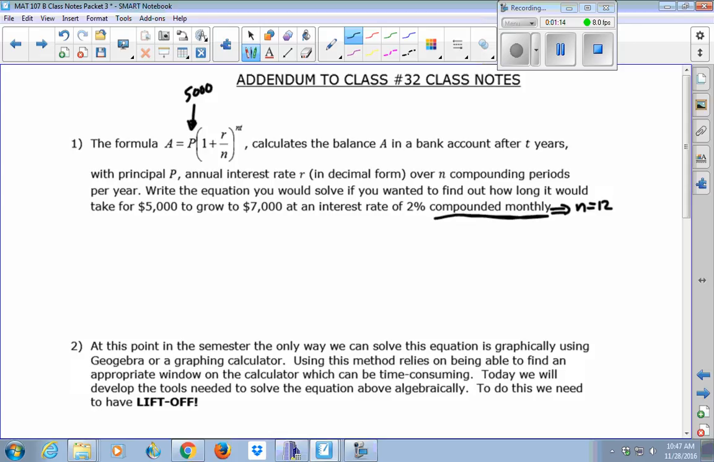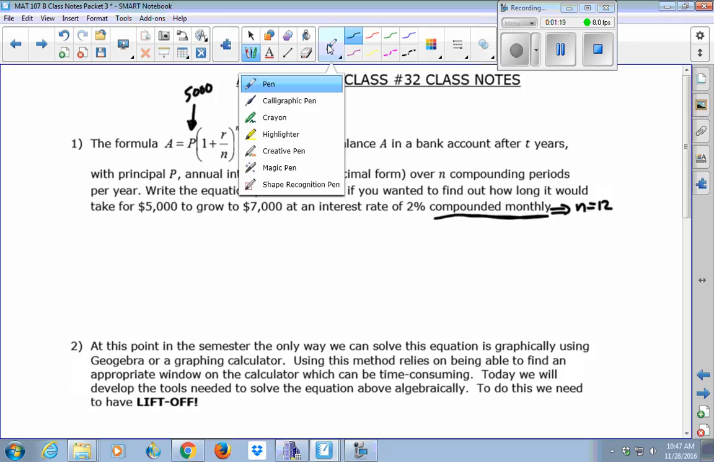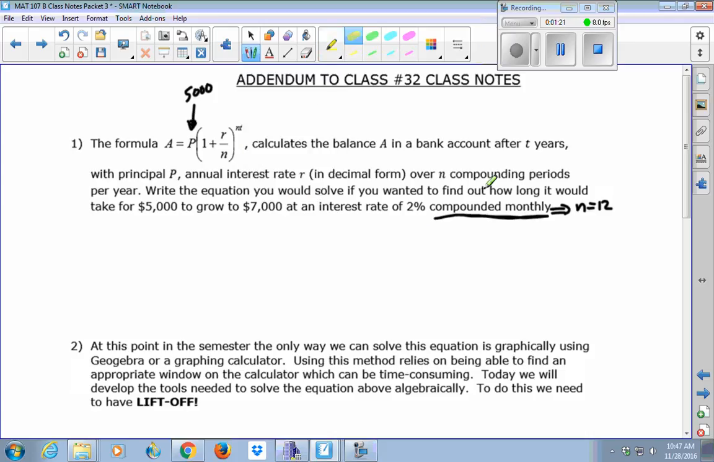And you want to see how long it's going to take. So how long is really the question of the next 2 days. How do we figure out how long? We're trying to figure out how to solve for T. And we want to know how long it's going to take for this amount of money to grow to 7,000. So A is going to be 7,000, when our interest rate is 2%, so R equals 0.02.